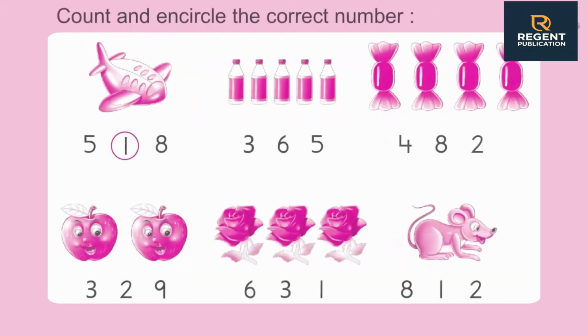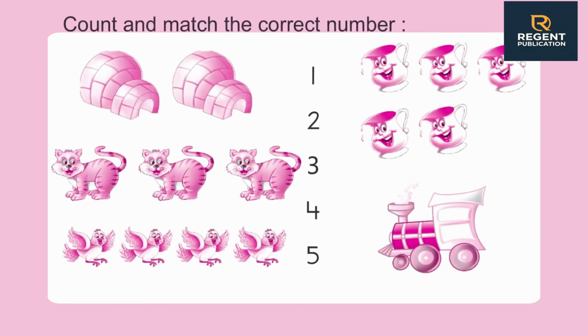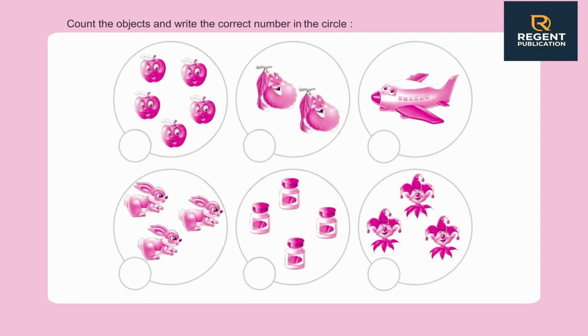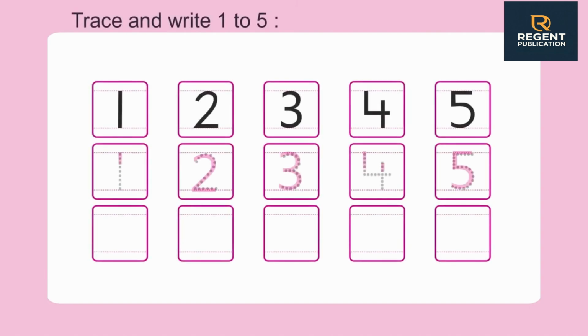Count and encircle the correct number. Count and match the correct number. Count the objects and write the correct number in the circle. Trace and write 1 to 5.